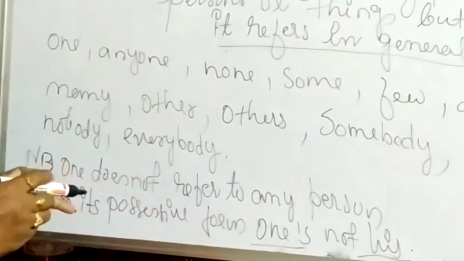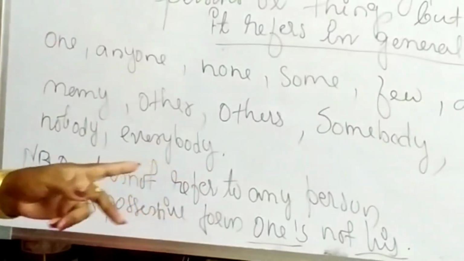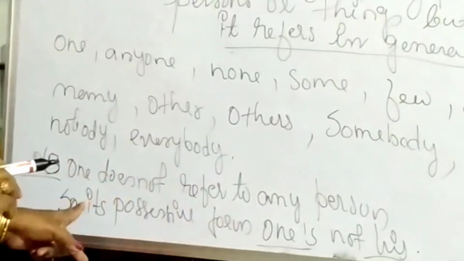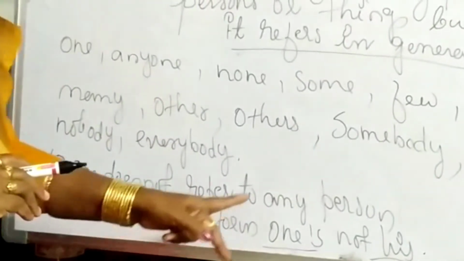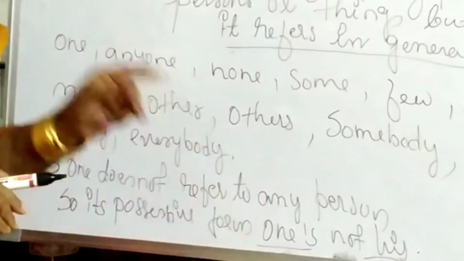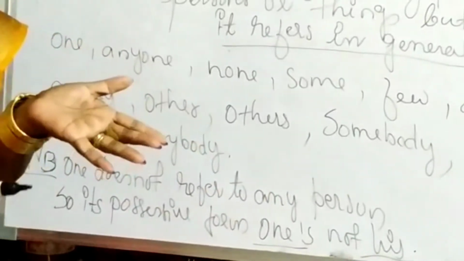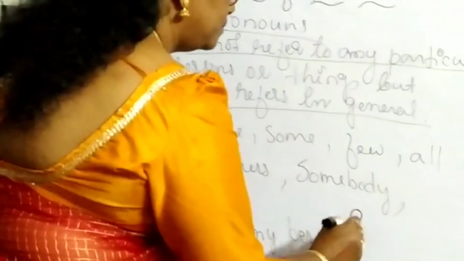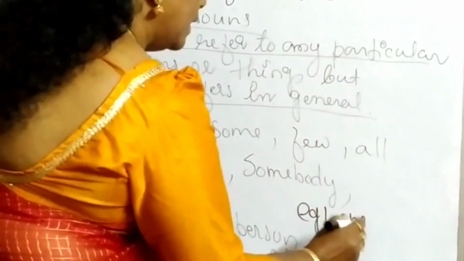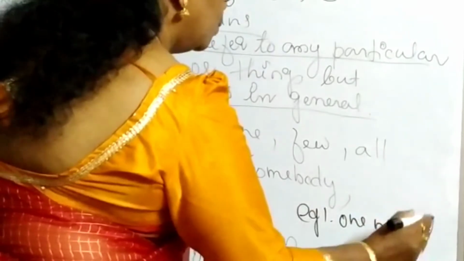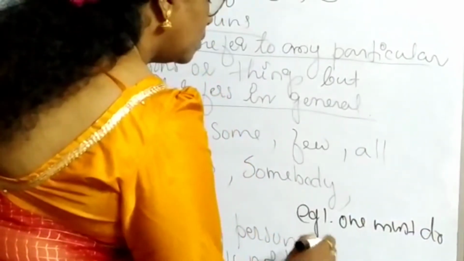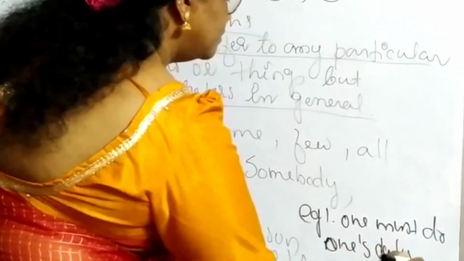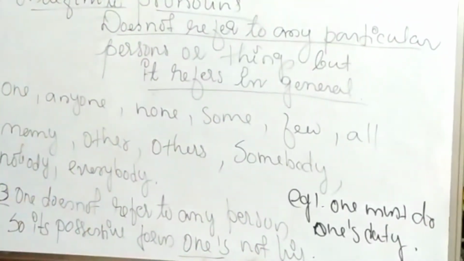Then rule number 1. This is very important. One does not refer to any person, so we have to use its possessive form "one's" only, not "his". For example, one must do one's duty.